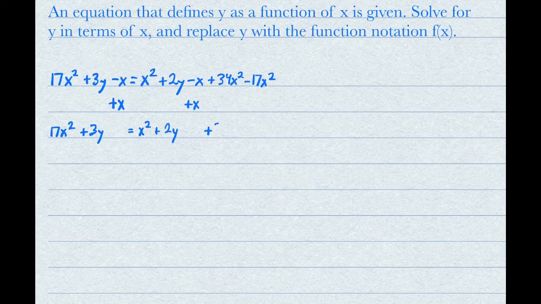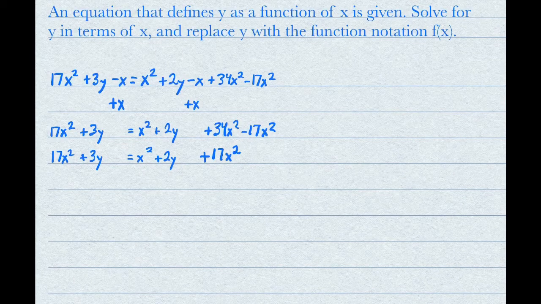So moving on, you have plus 34x squared and then minus 17x squared. So while we're here on the right side, we might as well combine these two terms. You have a 34x squared minus 17x squared. So on the next line, 34 minus 17 is going to be 17x squared. These are like terms. You could only combine them because they're like terms. Bring everything else down. 17x squared plus 3y equals x squared plus 2y plus 17x squared.